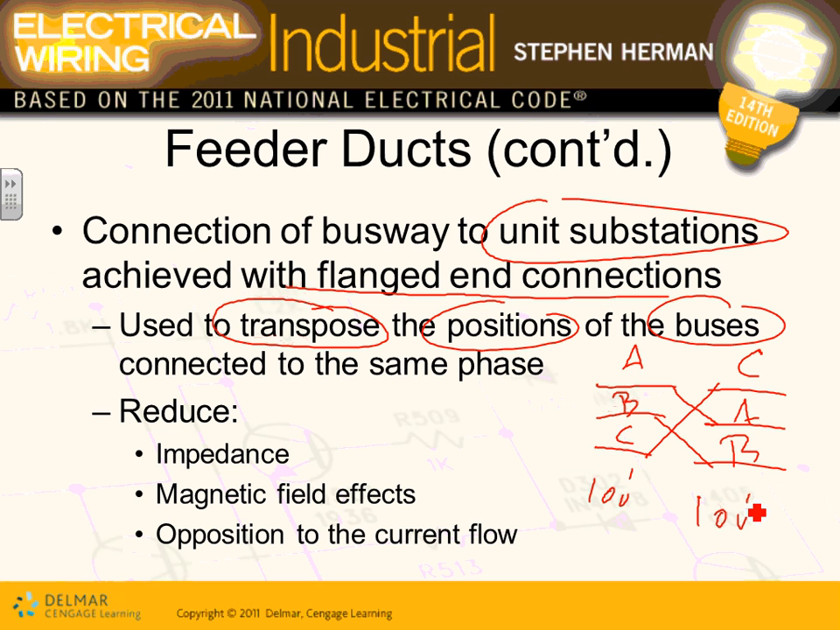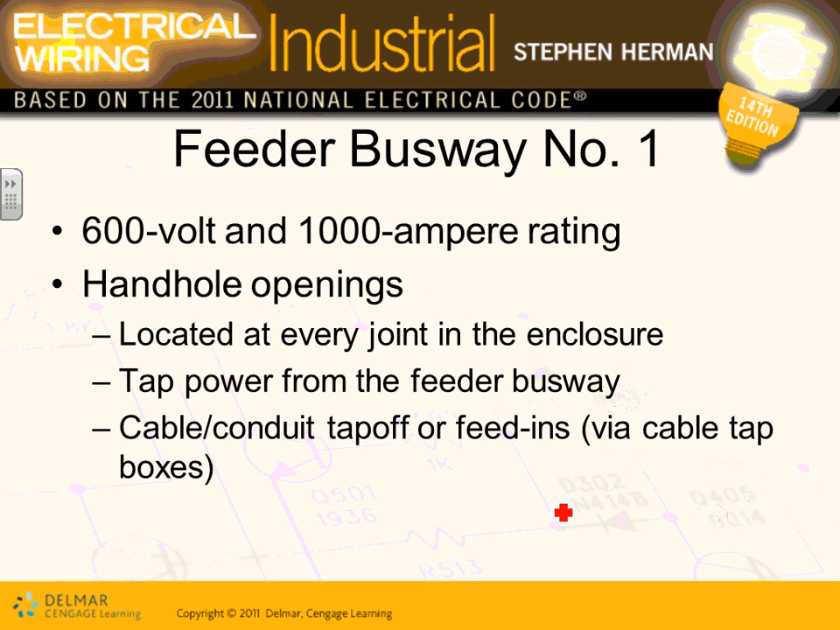Why do we do that? Again, we talked about reducing the impedance of the system. Magnetic field effects: reduce the magnetic field. Opposition to the current flow is less, so you have less impedance, obviously, so you can pull more current into it. So can you guys remember the word transposing? Transposing is physically moving phase A from the top to the bottom, and then, of course, that would go with B and C. Okay, so we transpose them.